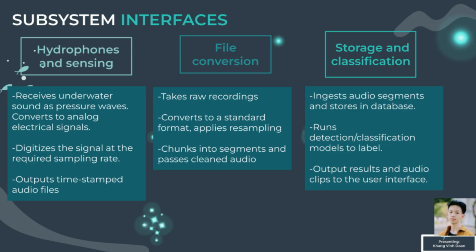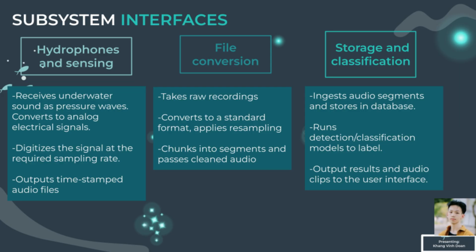For file conversion, we will take raw recordings from the first step in whatever format and convert them to a standard format, 24-bit WAV, apply resampling and channel formatting, as well as attach the metadata to the audio.